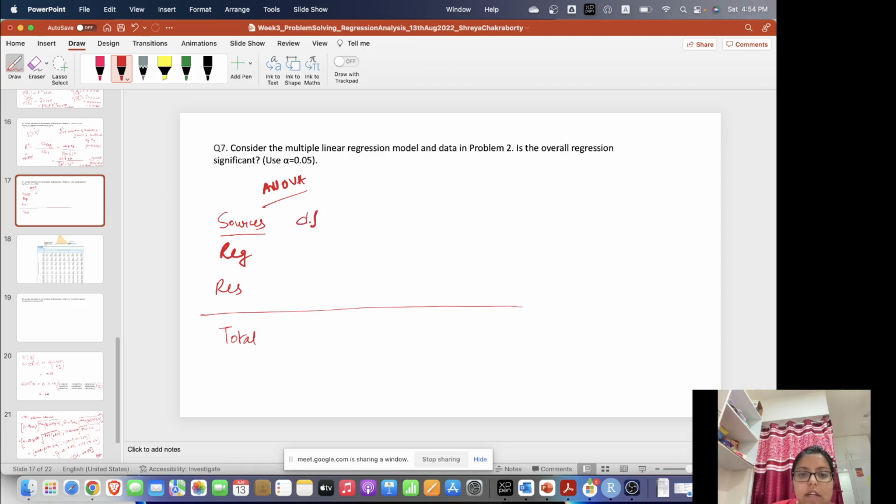For degrees of freedom, in total there were 8 observations, so the total DF is 7. The residual was n minus the number of normal equations, that was 5, so this would be 2. Our sum of squares due to regression was 2618.98. This one was 43.16, and the total one was 2662.14. You can check this.